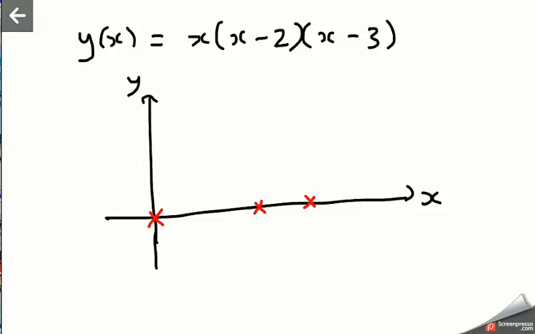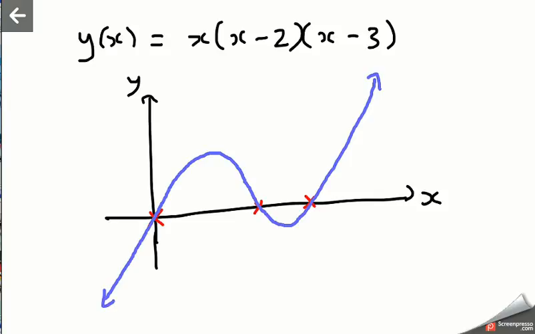And based on the shape of this graph, it's a polynomial to the power of 3, and the coefficient in front of x cubed is 1, so it's positive, which means the graph is going to take this kind of shape. And then it's just going to keep getting bigger and bigger in that direction and smaller in the other direction.